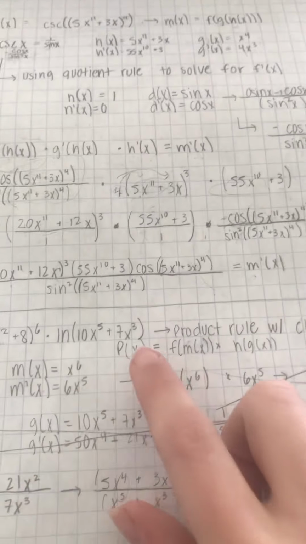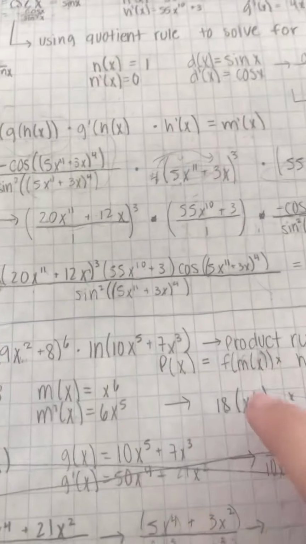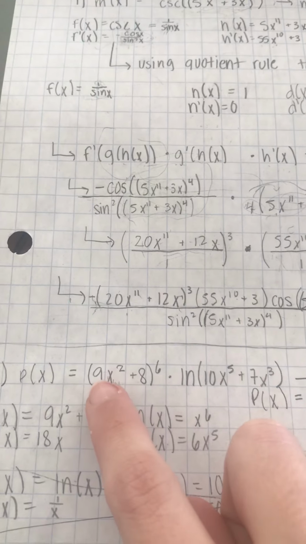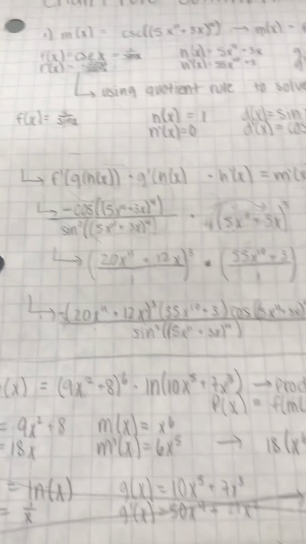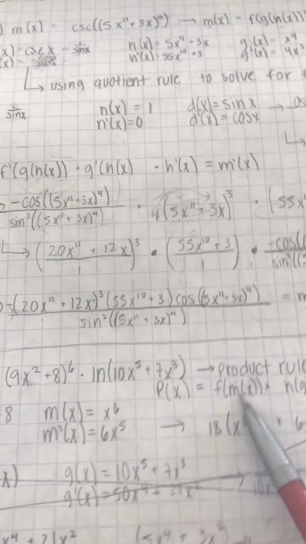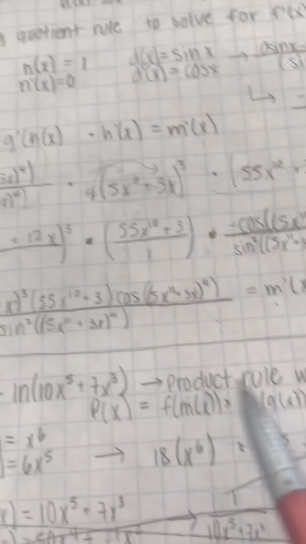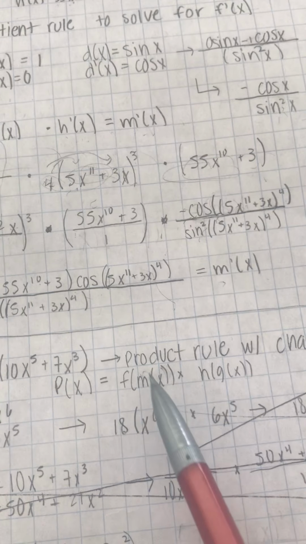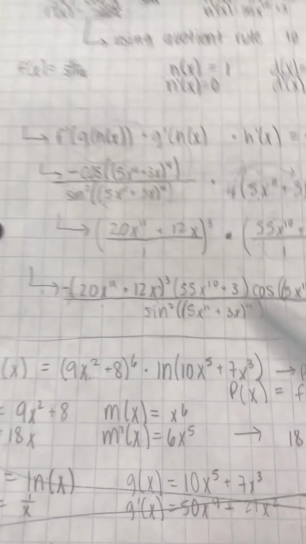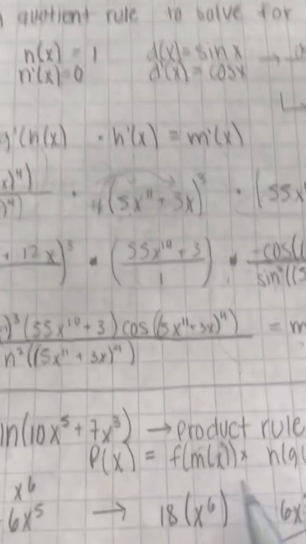So I have my function defined in terms of composite functions. I have p of x is equal to f of m of x, and f of x I said was x to the power of 6, right here. And then I said m of x is 9x squared plus 8. And then I have h of g of x, that's being multiplied by this original term. As you can see here, I didn't put a multiplication sign, but I knew they were being multiplied, so that's why I put the term there.